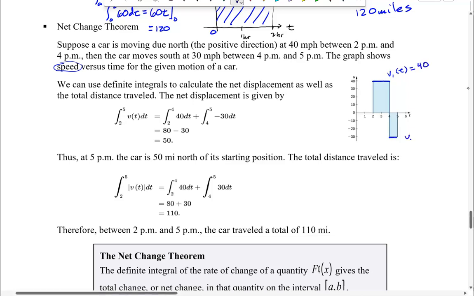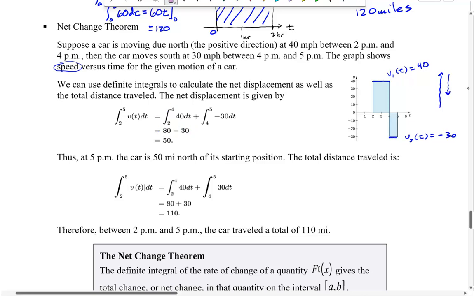And here v sub 2 of t is going to be negative 30. And again, it's negative because it's going south between the hours of 4 and 5. So if together these two velocity functions make v of t, we have to integrate these guys separately, okay? And so when we integrate these, and you can check the integration on your own, basically this first one becomes 80. That means that the car traveled 80 miles going in the north direction, then it stopped, and it traveled 30 miles in the south direction.